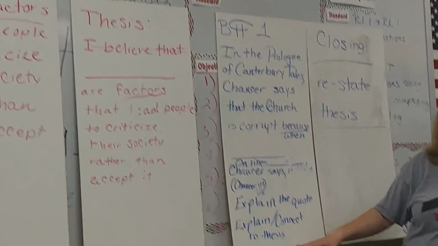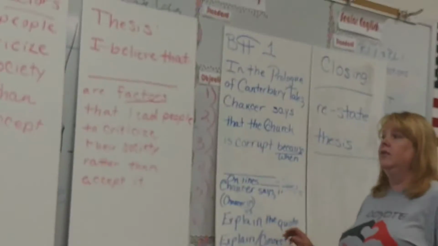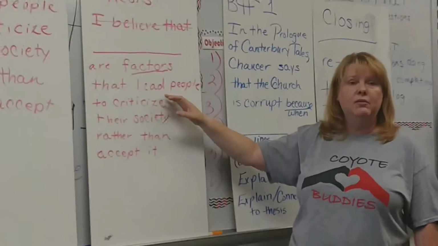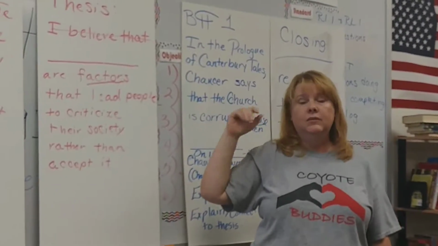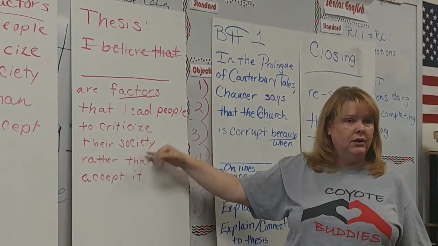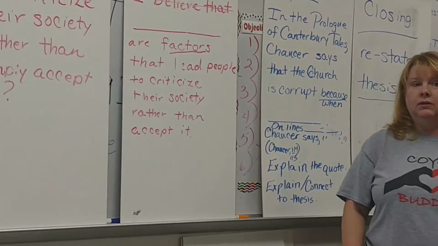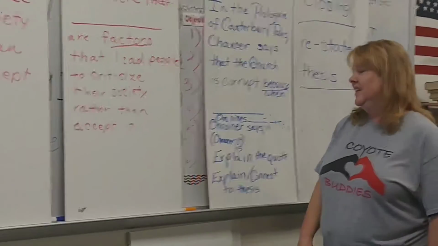And then finally connect back to that thesis. Virginia Woolf believes that the politics in their society stopped women from being able to do whatever they want, which is the reason why she criticized the government. Okay? Question? No? Okay. All right.